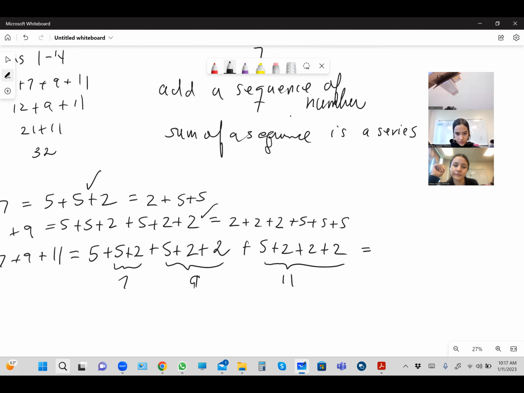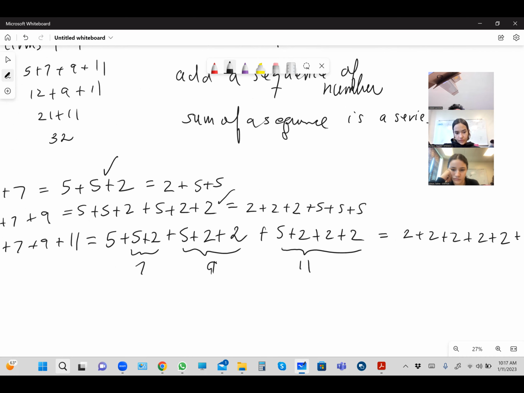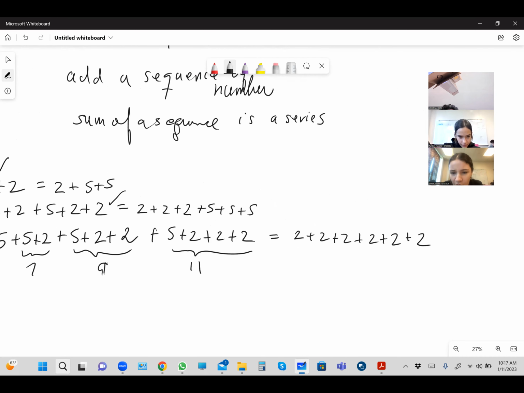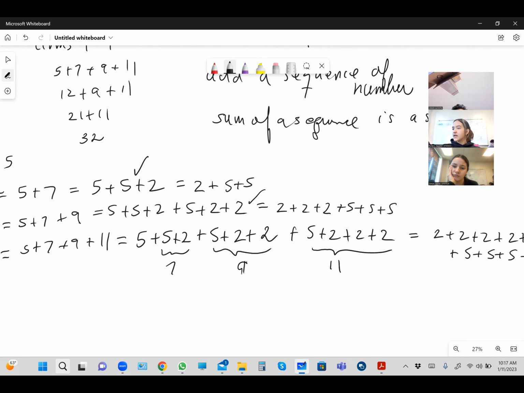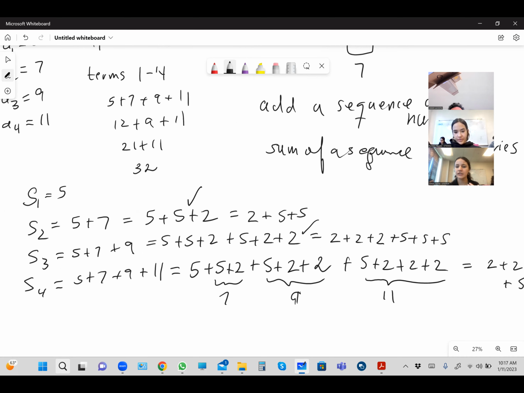So now we have 1, 2, 3, 4, 5, 6. 6 of the 2s. And then we have how many of the 5s? 1, 2, 3, 4 of the 5s. Okay. And what's 2 times 6 plus 20? How much does that come out to? 32.